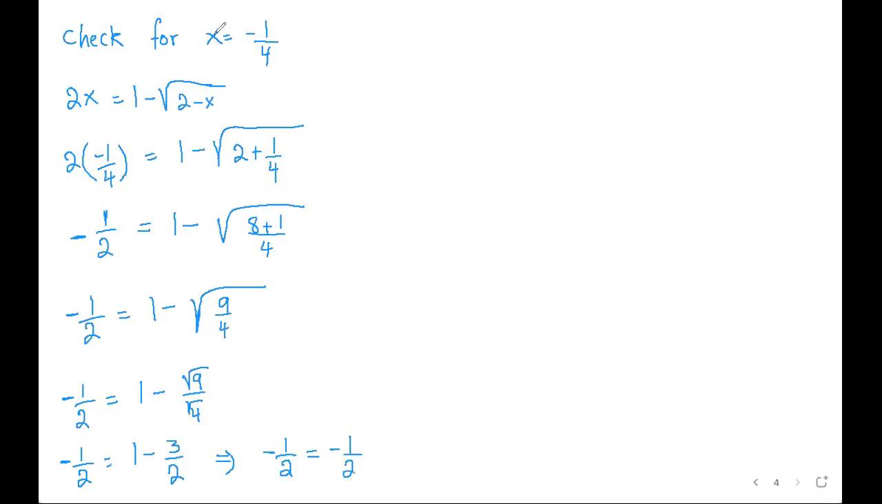So this means x equal minus 1 over 4 is the solution. So this is true here. So this is a solution. So my solution is only x equal minus 1 over 4.